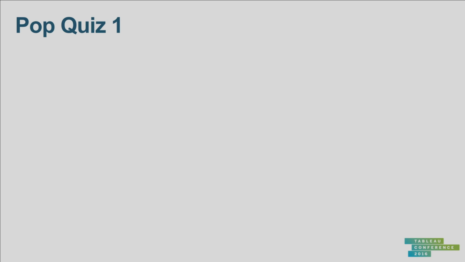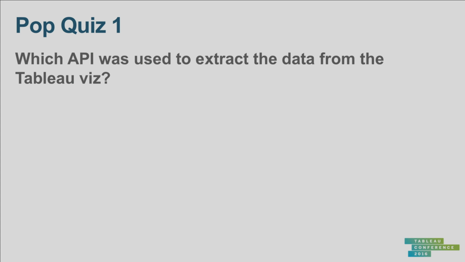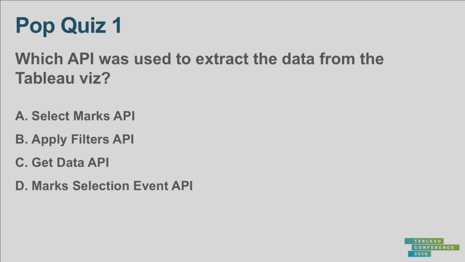Before showing you guys how to build the demo, let's get the audience engaged a little bit, and let's start off with a pop quiz. All right? You guys ready? OK, which API do you think was used to extract the data from the Tableau viz? There are 4 options. A, Select Marks API. B, Apply Filters API. C, Get Data API. And D, Mark Selection Event API.